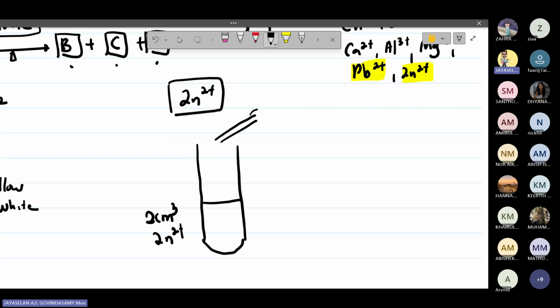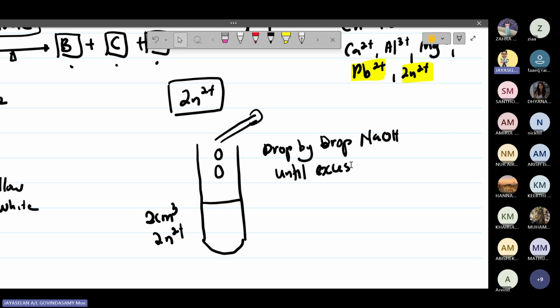Then you do what? You add drop by drop. Kena tulis macam ni. Drop by drop sodium hydroxide. You can put concentrated sodium hydroxide. Okay. First procedure, pour 2 cm power 3 of zinc ion solution into a test tube. Add drop by drop sodium hydroxide, tambah sikit until excess of sodium hydroxide. Satu markah.